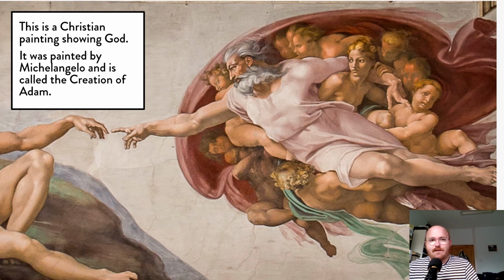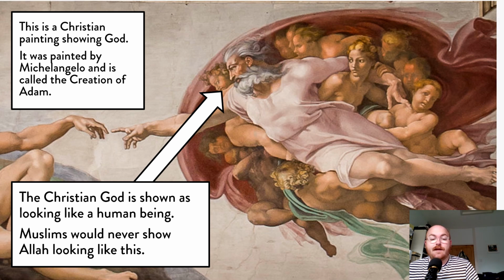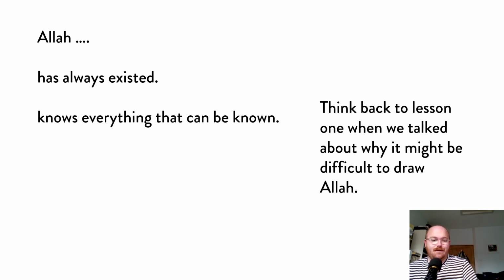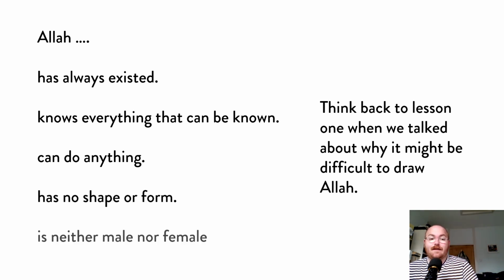What is very, very unusual would be to see the same thing in an Islamic art gallery or in the showing of Islamic art. So the Christian God is shown as looking like a human being. Muslims would never show Allah looking like this. Why is that? So we looked at these different facts about Allah. Let's remind ourselves. Allah has always existed. Allah knows everything that can be known. Allah can do anything. Allah has no shape or form. And Allah is not male or female. And we've already discussed why that would make it so difficult for a Muslim to sit down and draw Allah.